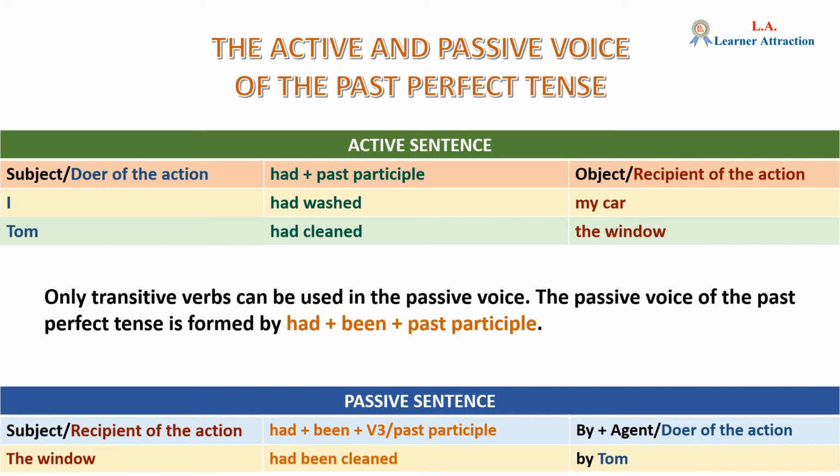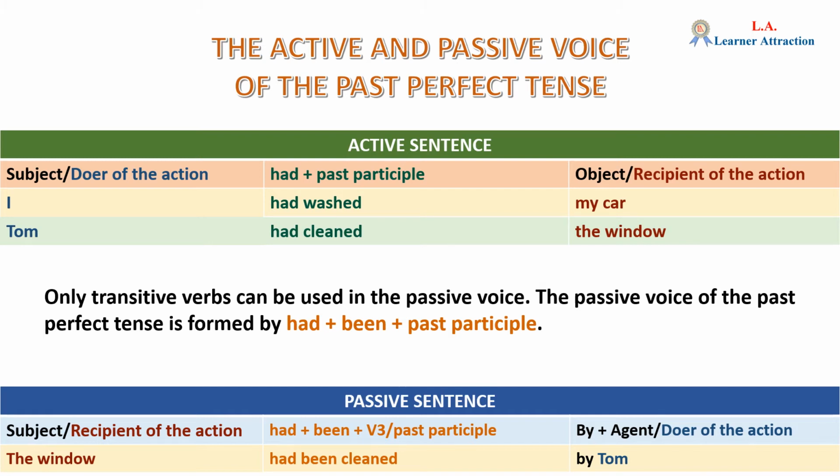The subject, or the doer of the action: Tom. Had, plus past participle: had cleaned. The object, or the recipient of the action: the window. Tom had cleaned the window. Only transitive verbs can be used in the passive voice.